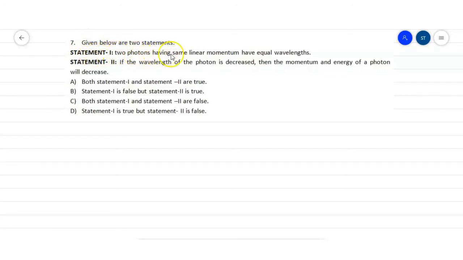Hello everyone. The question given is, given below are two statements. Statement 1 is, if two photons have same linear momentum, then they will have equal wavelengths. The statement 2 is, if the wavelength of photon is decreased, the momentum and energy of the photon will also decrease. Now let us check each statement.